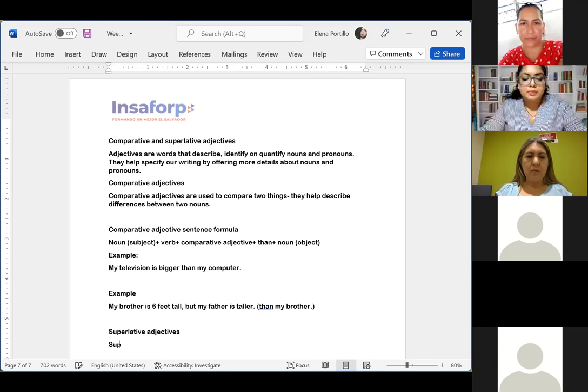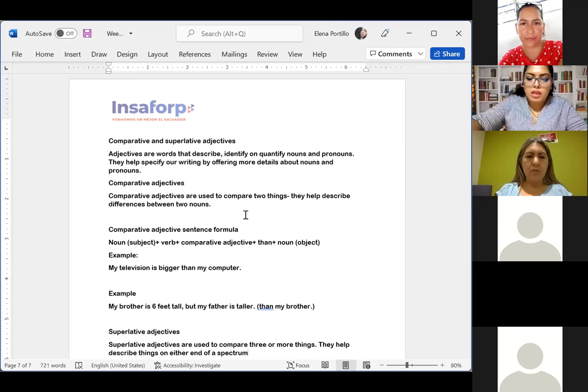So in this case, superlative adjectives are used to compare three or more things. They help describe things on either end of a spectrum. And we have here examples, smallest and largest. Then we have another example that is tallest and shortest.